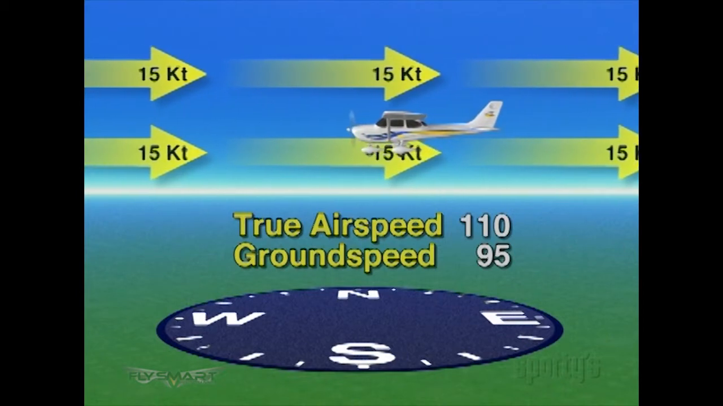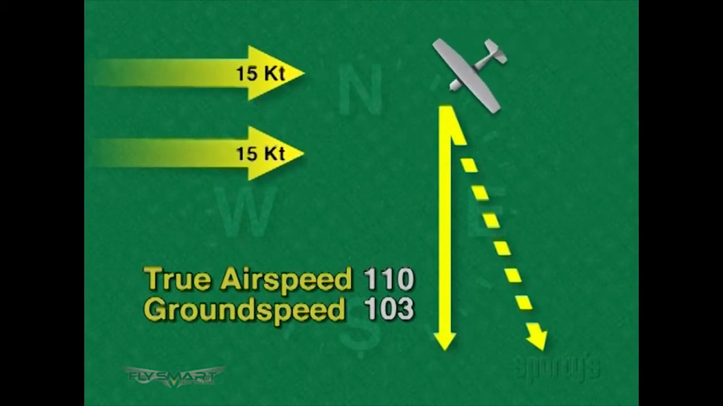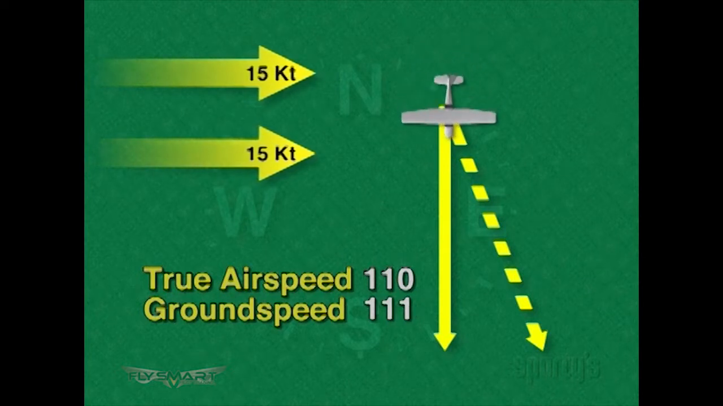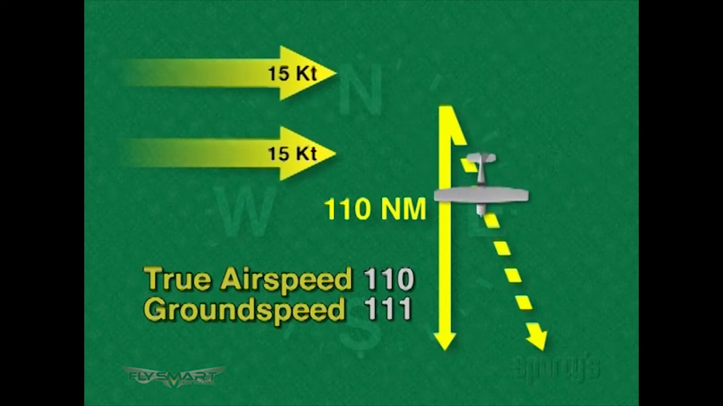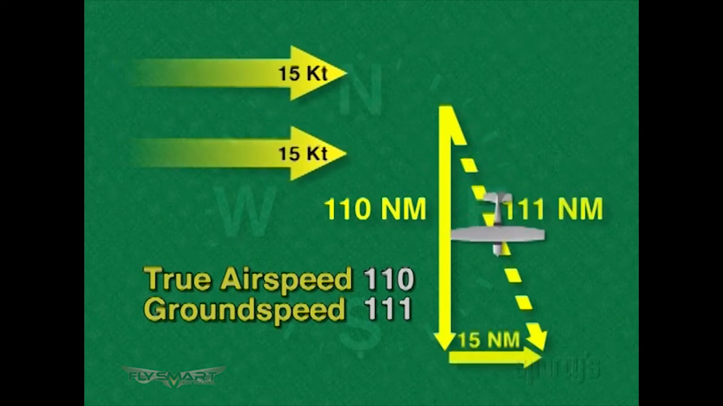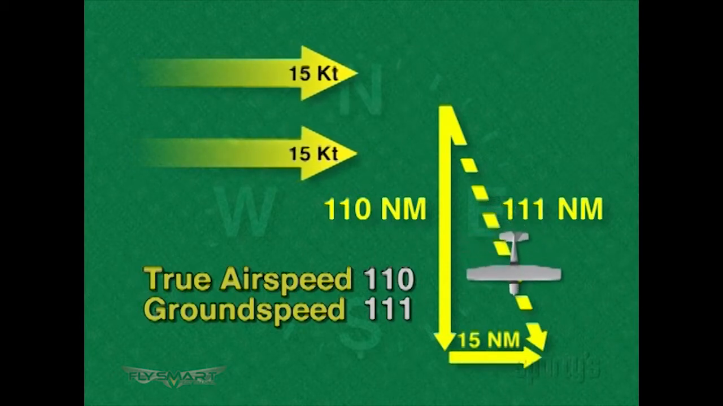to 95 knots. If a turn to the south is made and no correction for wind is applied, the airplane at the end of 1 hour will be 110 nautical miles south from where the turn was made, and 15 nautical miles to the east because of the movement of the air. In these examples, the true airspeed remained constant at 110 knots, but the ground speed changed. That's because ground speed is a combination of the movement of the airplane with the movement of the air. Direction and speed of the wind are therefore of prime interest to a pilot.